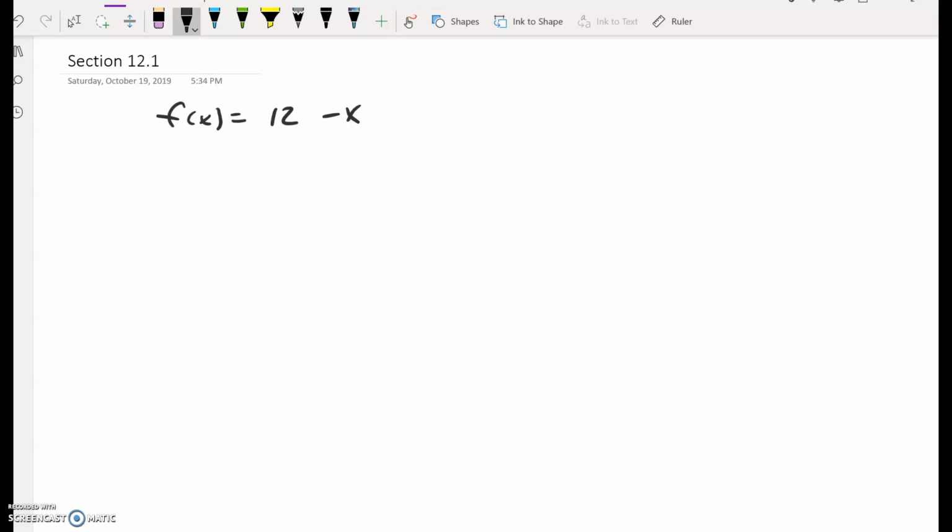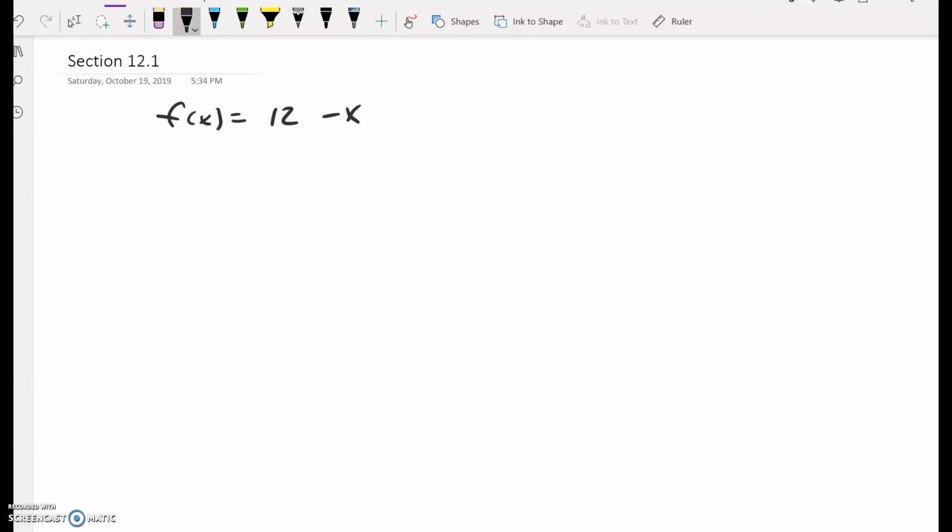So this function will have an inverse because this function's graph is a line and the line's not horizontal or vertical. So it's definitely a one-to-one function that passes the horizontal and vertical line test. The question then becomes, how do we find the inverse? How do we find a formula for the inverse?